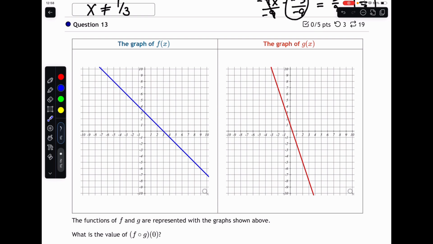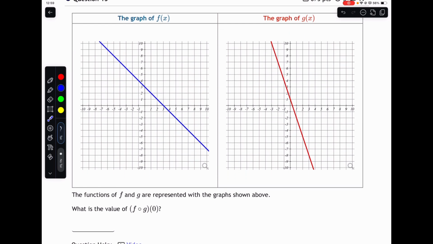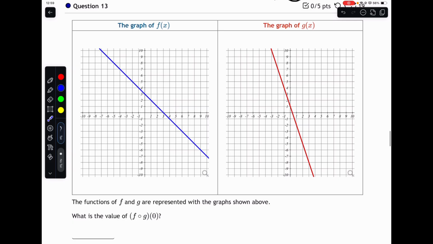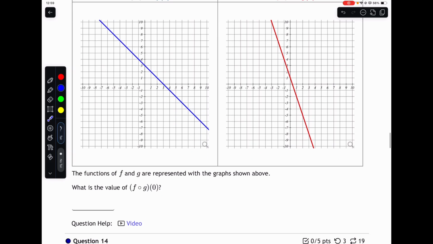Now we've done several problems similar to number 13 where we're doing a composition. The only difference is that we're now using graphs in order to do a composition. So our ability to answer this one correctly is determined again by our ability to determine the output values using a graph.